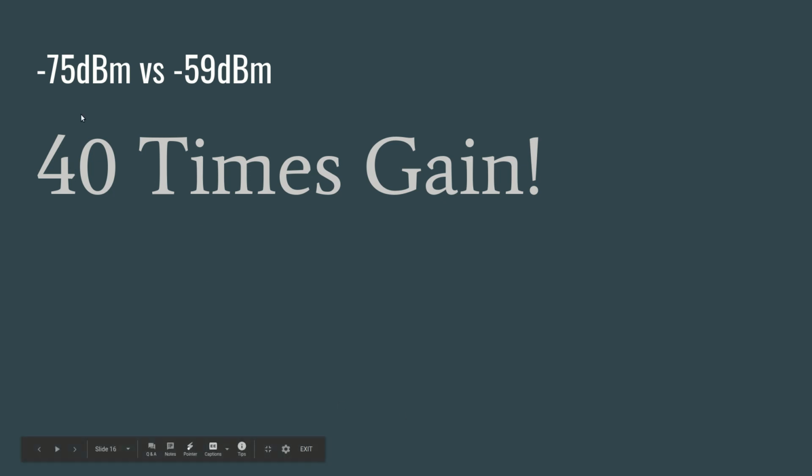So minus 75 to minus 59 dBm translates into a 40 times gain. Your signal strength improved by 40 times. So the story is: just use a 3 centimeter copper strip and achieve a 40 times gain.